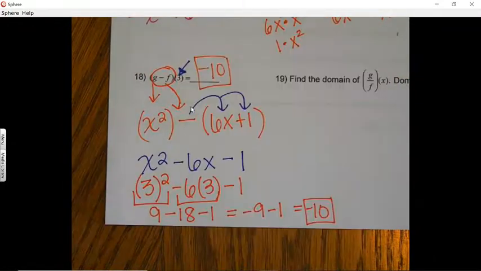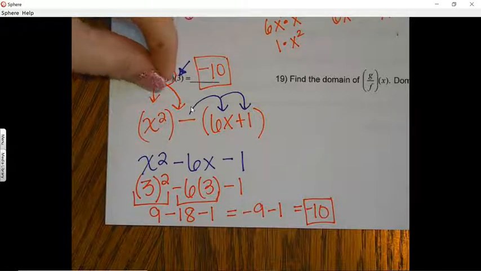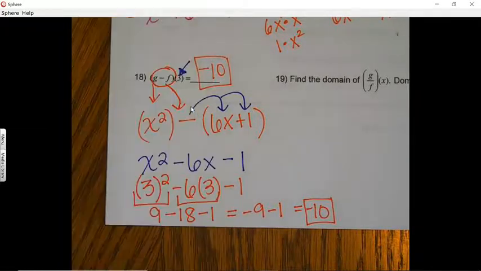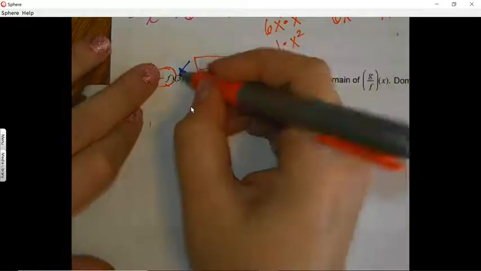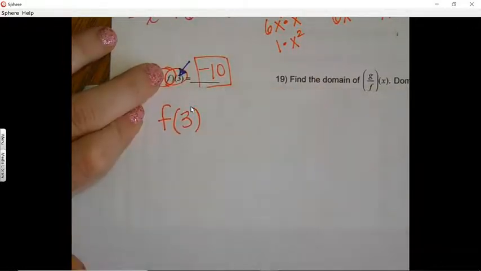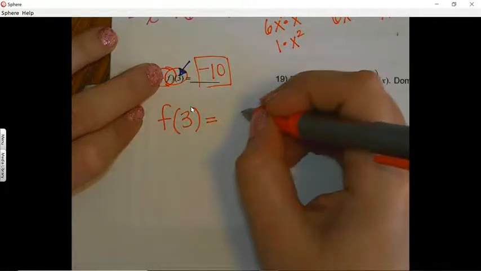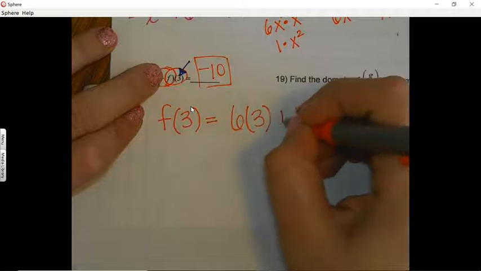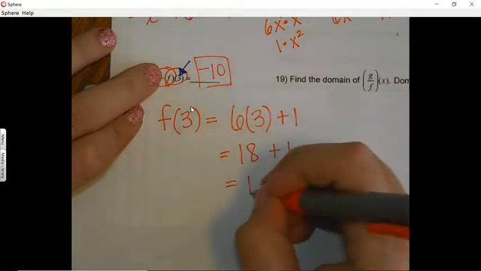Okay, so I went from left to right. I did the g minus f and then plugged in the 3. The other way to do it is if I go from right to left. So if we're going to go from right to left, we're going to start with plugging 3 in for function f. So plug in 3 for function f. And we get 19.